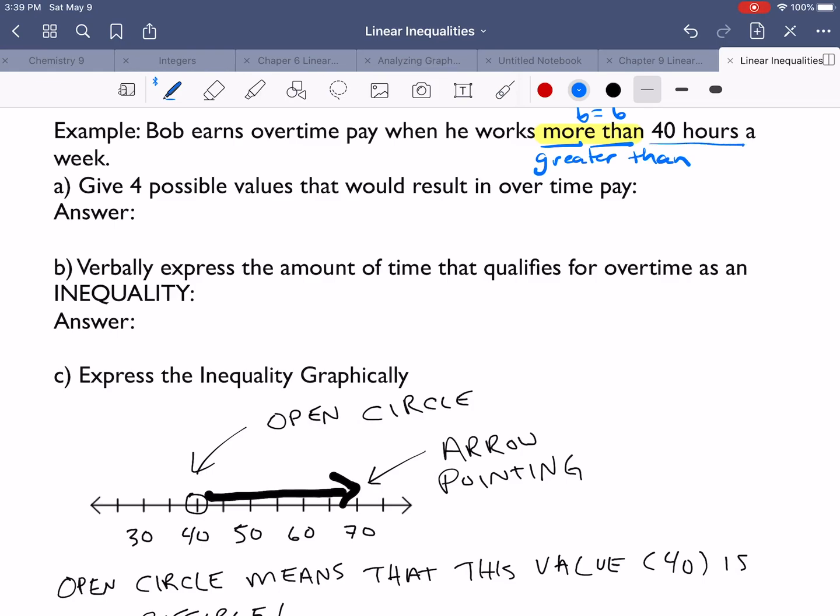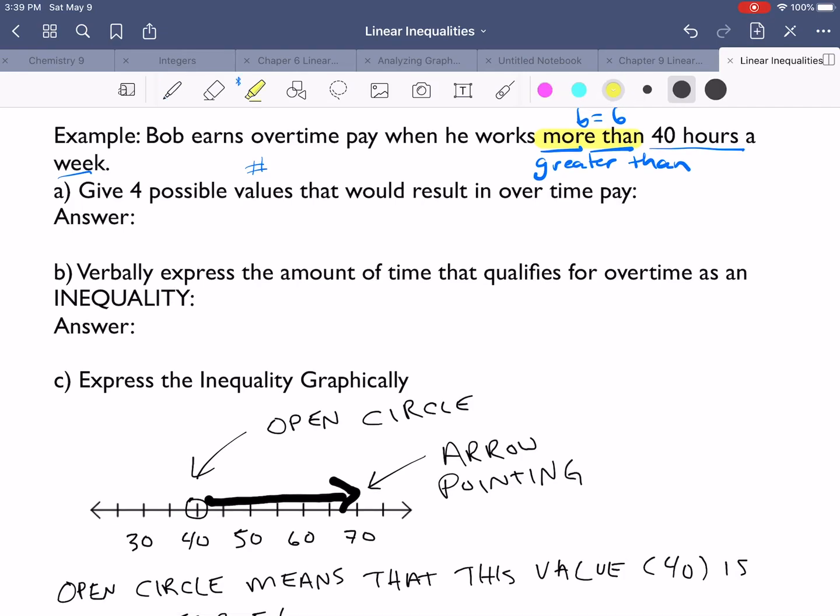More than 40 hours a week. Okay, give four possible values, so that means four possible numbers, right, that would result in overtime pay. So we looked here and we said that he gets overtime when he works more than 40 hours. Okay, so let's give four answers that could work. Anything over 40 hours works, guys.